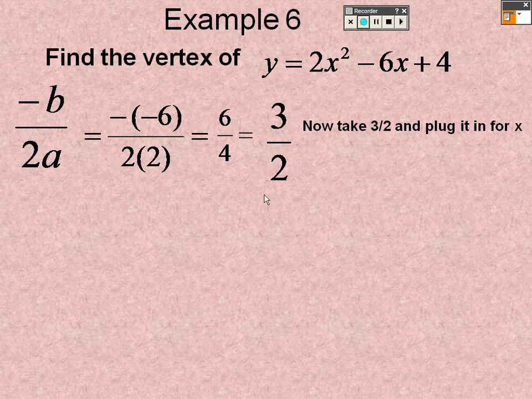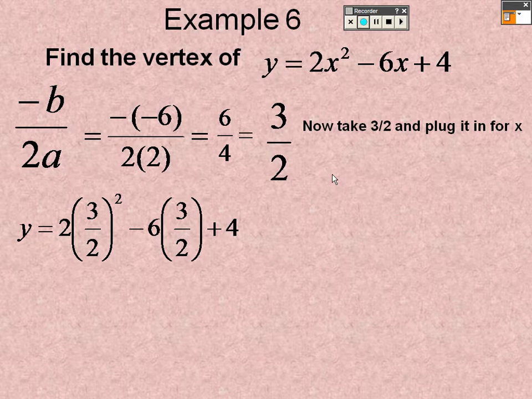But now I need to take that 3 over 2 and plug it in for x. And this is where having a graphing calculator again would come into play, because if you plugged it in just like I have it written here, 2 parentheses 3 divided by 2 and parentheses squared minus 6 parentheses 3 divided by 2 and parentheses plus 4 and pressed enter all in one shot, you'd have your y value right away. If you don't, you're going to have to do some math by hand to figure this all out.